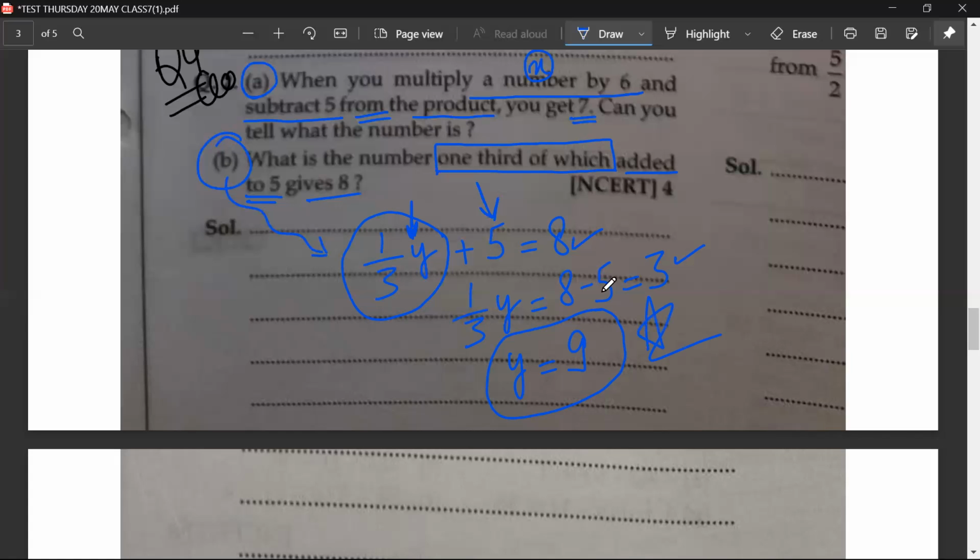Satya, have you got this answer? y is equal to 9? Yes, sir.